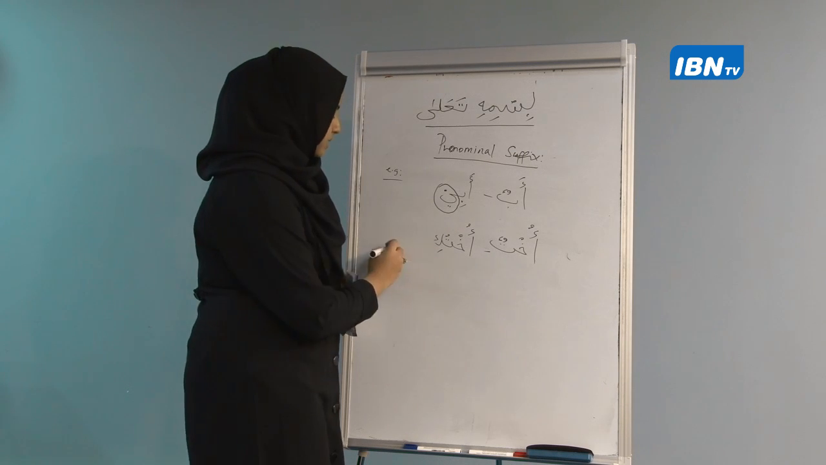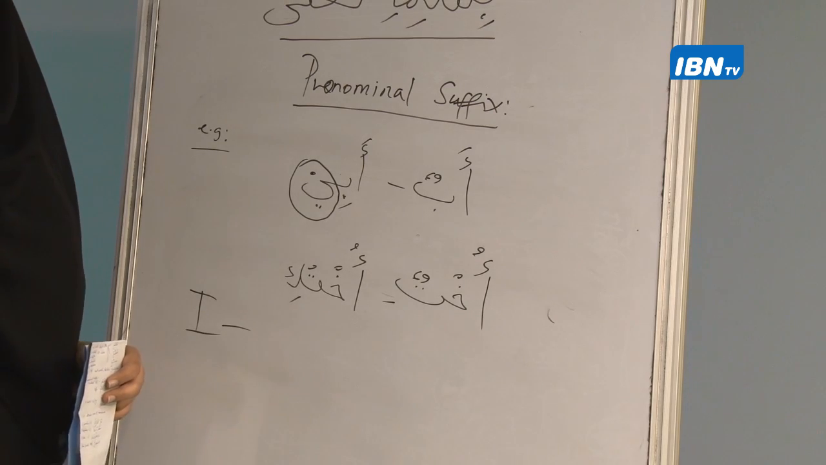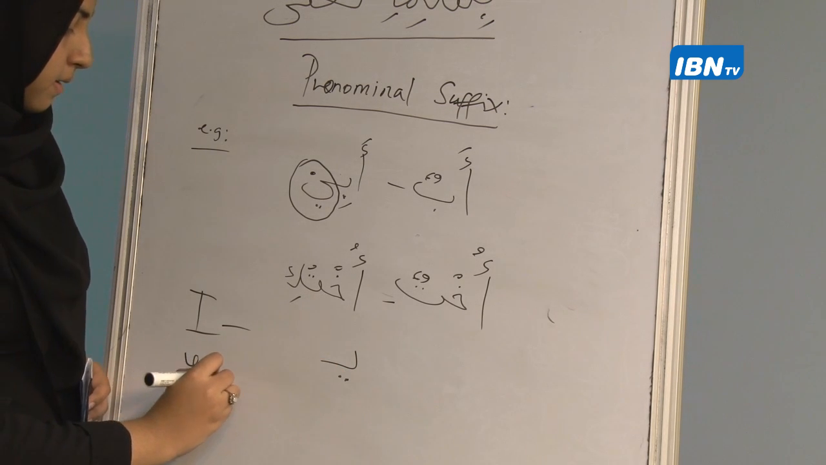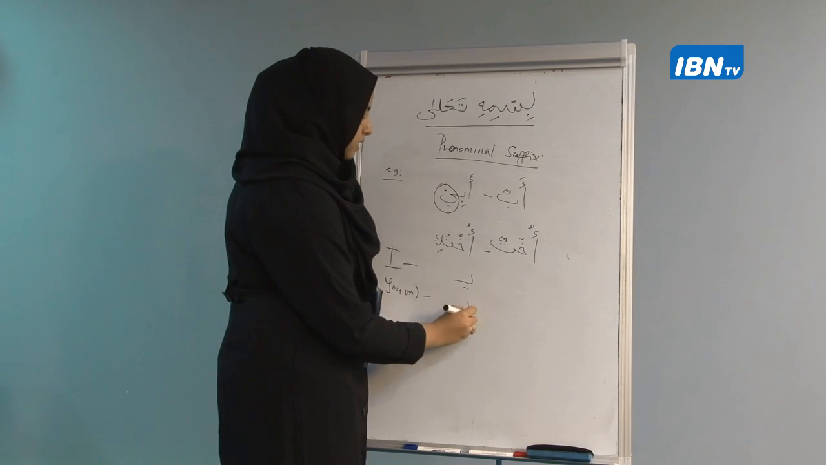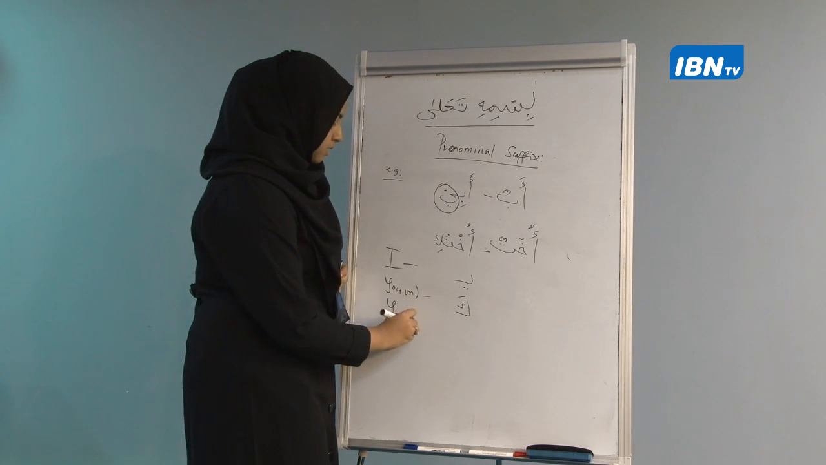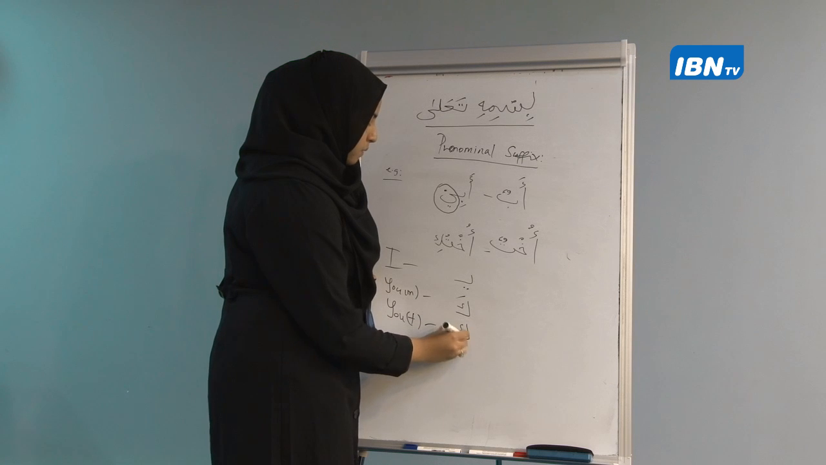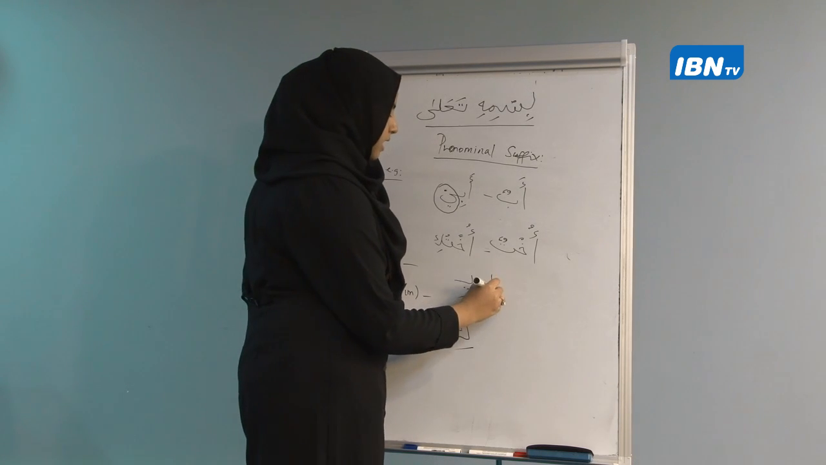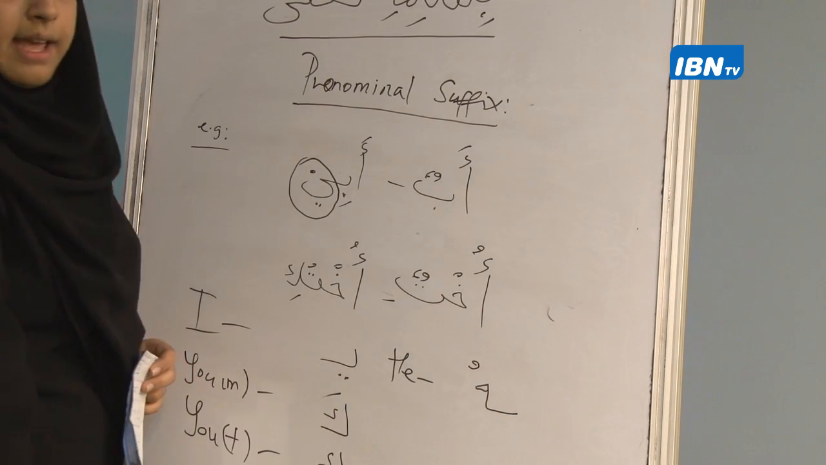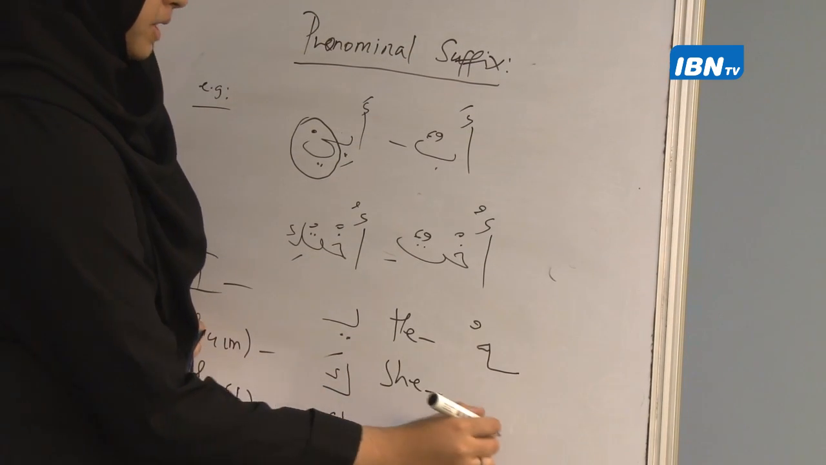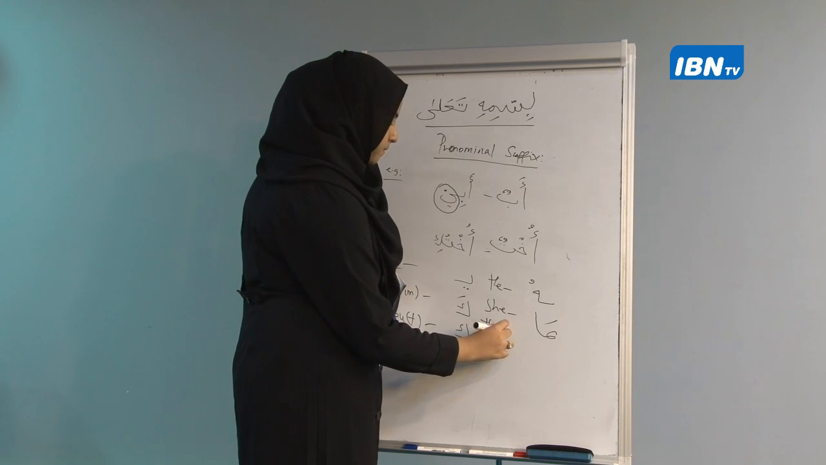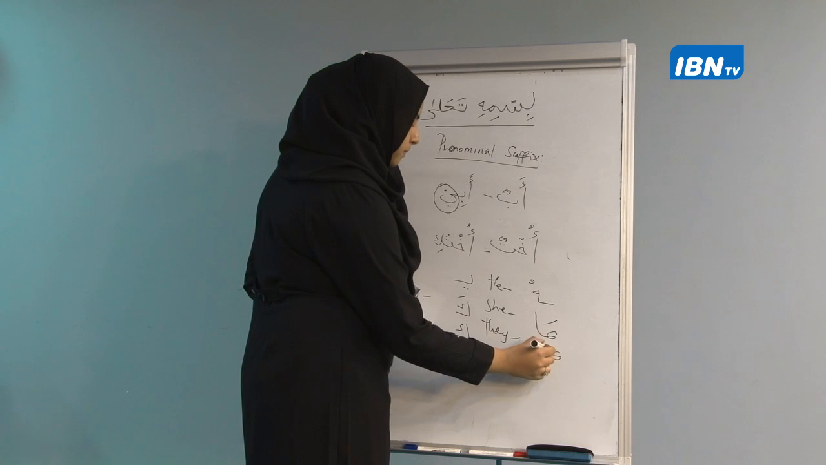So let's look at all the suffixes. If it's I, we will have the suffix ya at the end. If it is you, male, we will have the suffix kaf with an accusative at the end. If it's you, female, then we will have kaf with a genitive at the end. If it is he, then we will have hu at the end. If it is she, then it's ha at the end. And if it's they, then it's hum.